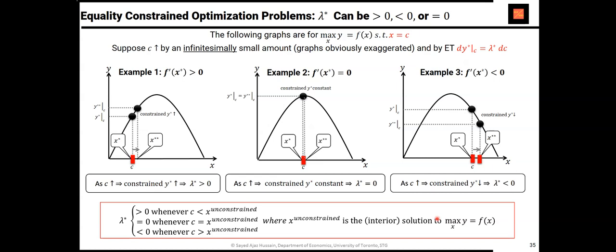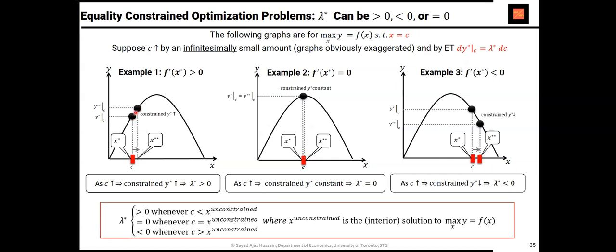Let's get ready for the next step. To do this, I want to point out that in an equality constraint problem, the value of lambda star can be positive, negative, or 0. To appreciate this, take a look at this graph right here. X is equal to C. So when x is equal to C, your solution is going to be here.